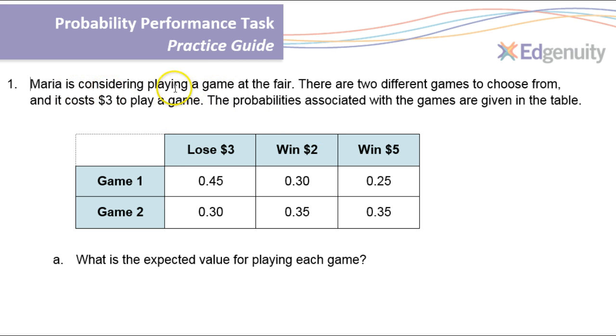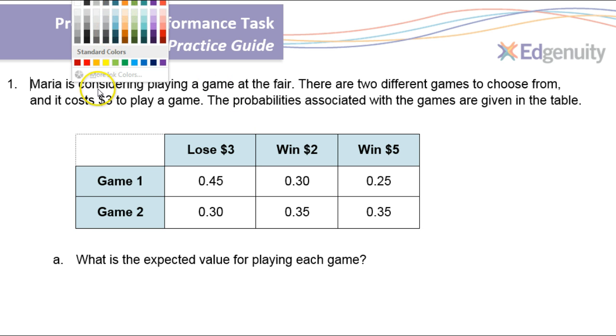Maria is considering playing a game at the fair. There are two different games to choose from, and it costs $3 to play a game. The probabilities associated with the games are given in the table. What is the expected value for playing each game?